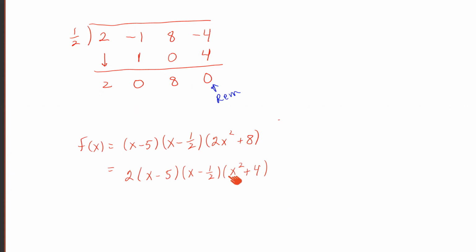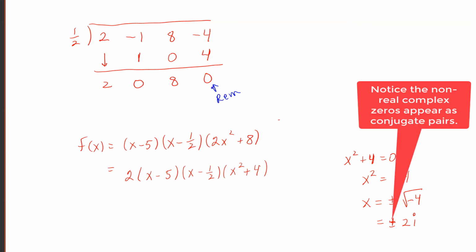Now my goal is to find the complex zeros of x squared plus 4. I can do that on the side. Just solve x squared plus 4 equals 0. Now for this one, I can subtract 4 from both sides and then take the square root of both sides like so. The square root of negative 4 is 2i. And so I'm left with x equals plus or minus 2i.